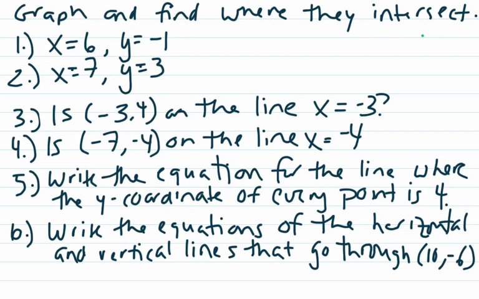For the first two, graph the lines in each problem and find the point where they intersect. So you're going to graph x equals 6 and y equals -1, and then see where they intersect. For the second one, x is equal to 7 and y is equal to 3, and again, find where they intersect. 3 and 4 are yes, no questions. So is -3, 4 on the line x equals -3? And is -7, -4 on the line x equals -4?